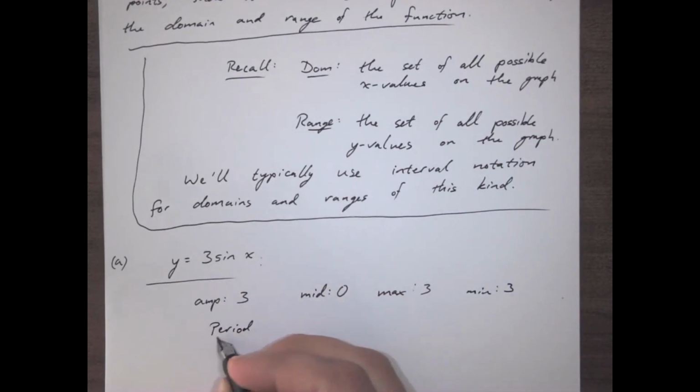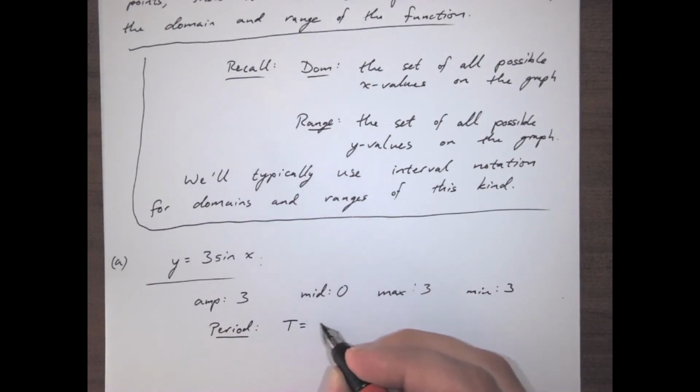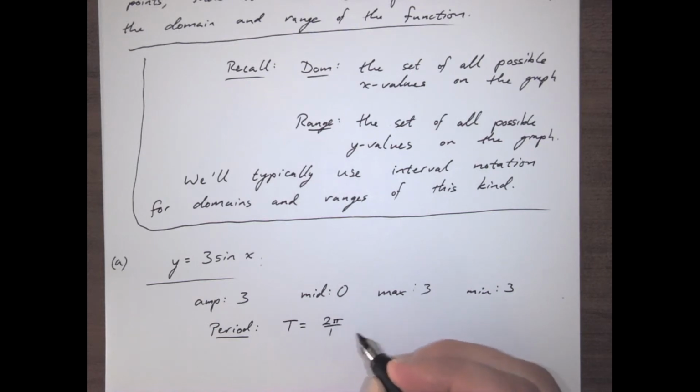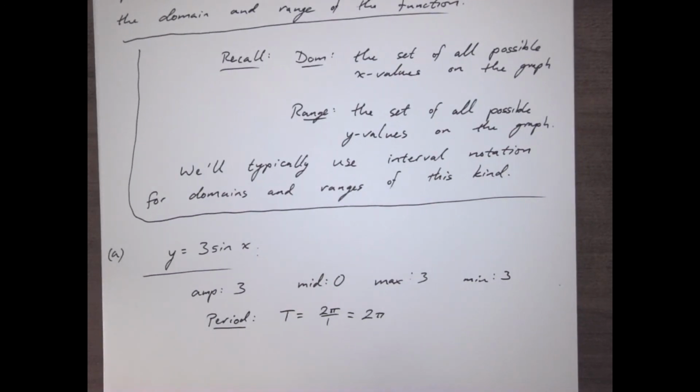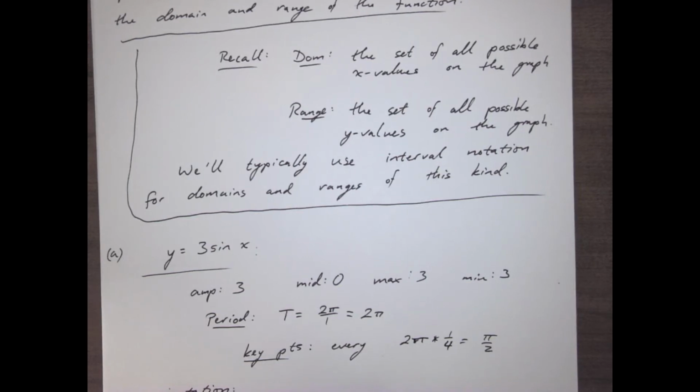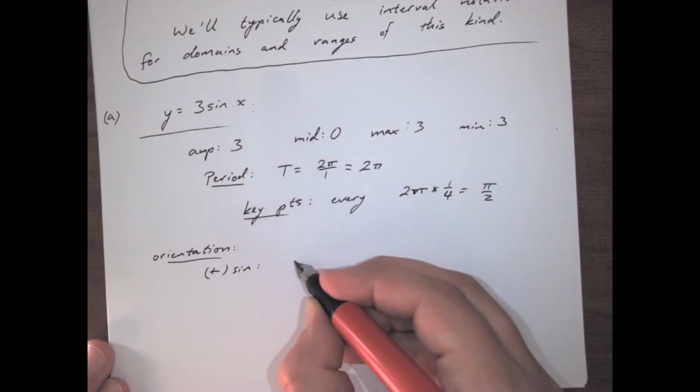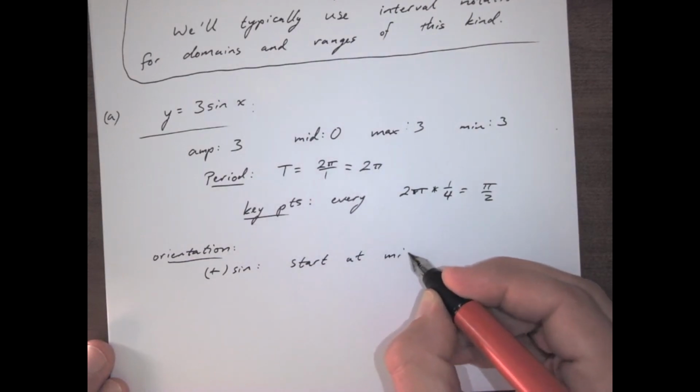The period is going to be 2 pi over omega, but that's just 2 pi over 1, just 2 pi. Alright, so then what does that leave us with? That's going to leave us with key points at every 2 pi times a quarter, in other words, pi over 2. And then the orientation, it's a positive sine, which means start at mid going up.